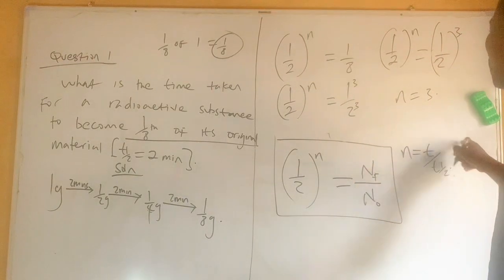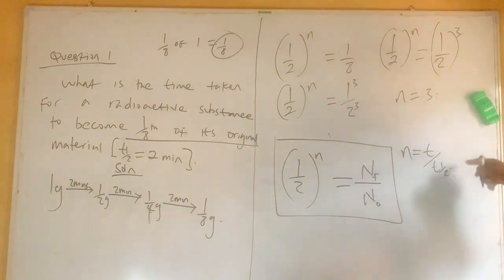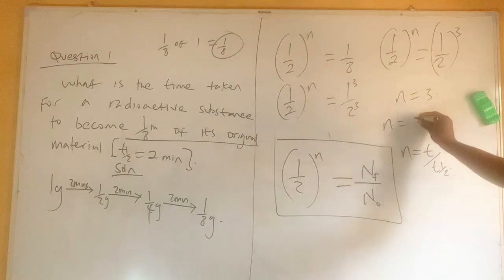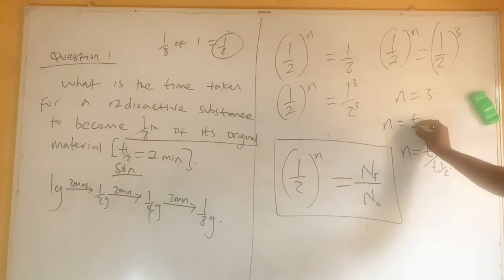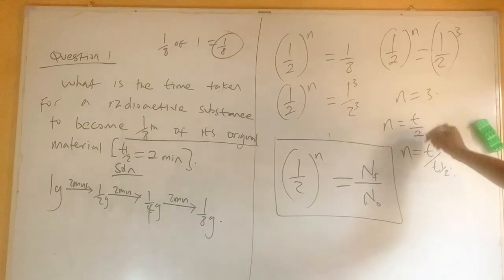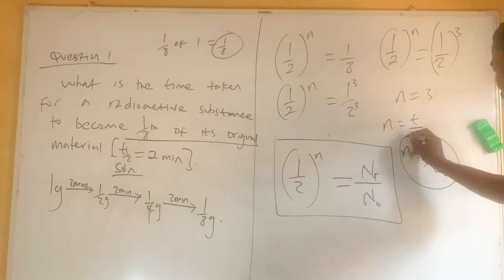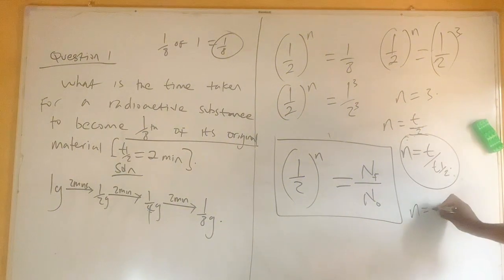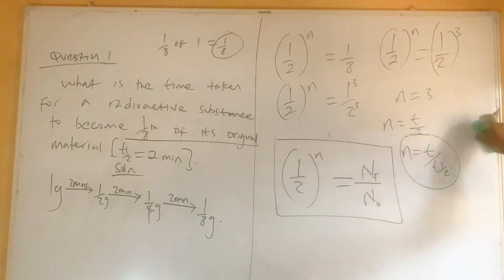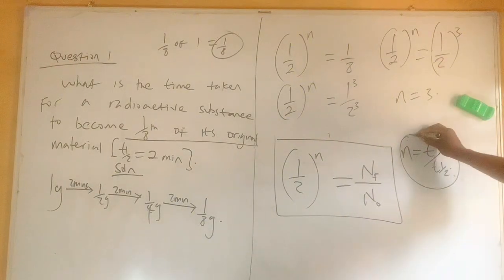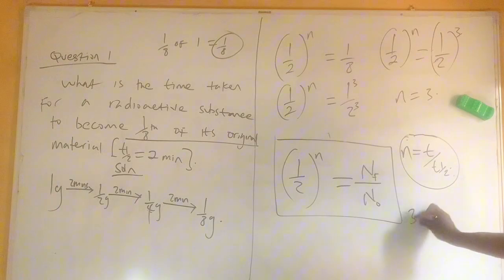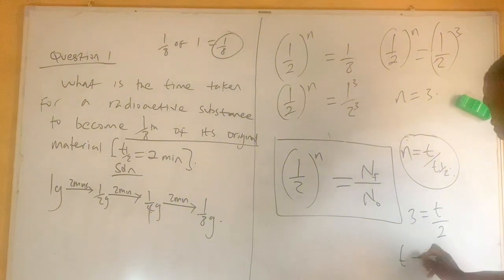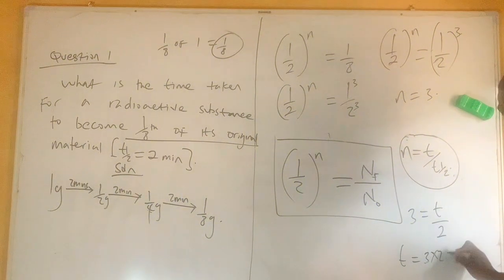If my n is equal to 3, remember n is equal to t over t half. What's the time? T is what I'm looking for. What's t half? 2. So I can cross and multiply. Let me put everything here for it to be clear: 3 is equal to t over 2. Cross and multiply, 3 times 2 is equal to 6 minutes.